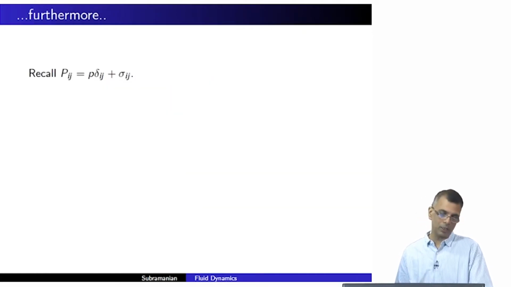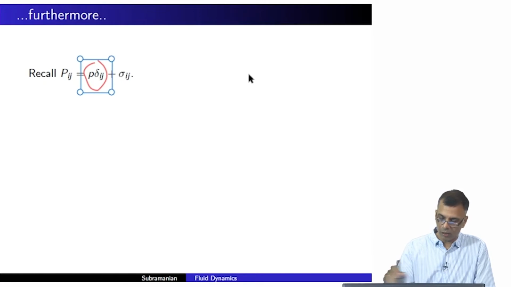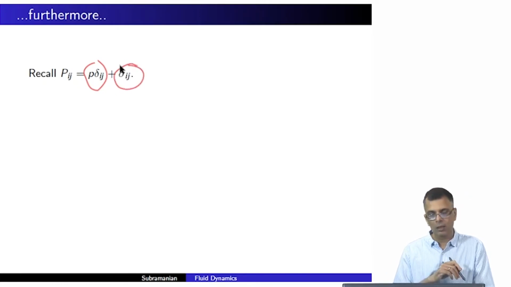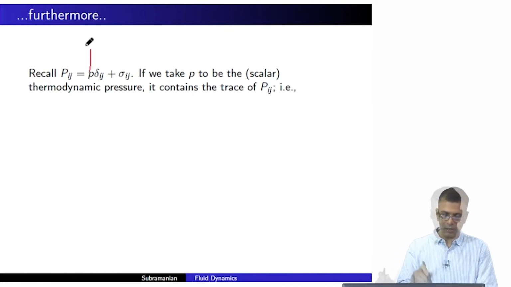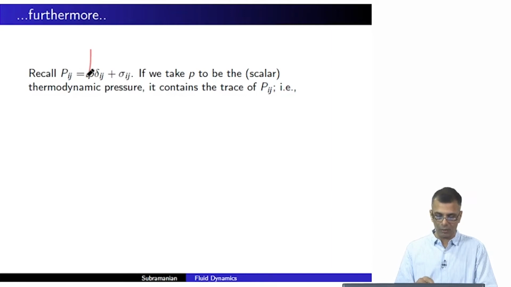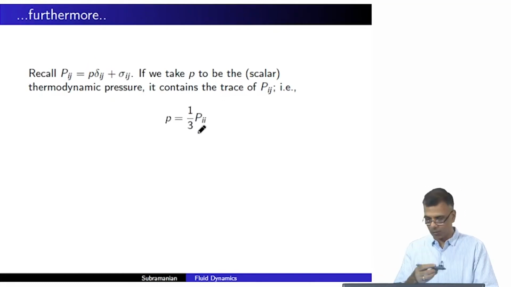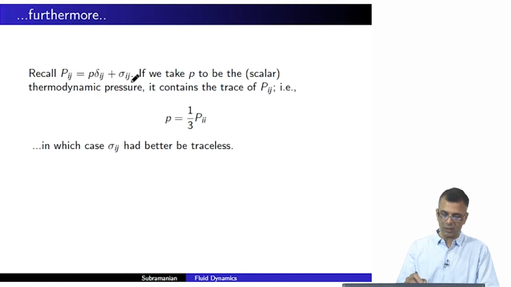And recall that this was my basic definition of capital Pij. I had the diagonal terms here and the off diagonal terms here. So, if we take this small p to be the scalar thermodynamic pressure, it contains a trace of Pij. In other words, I add up the diagonal terms of Pij and that should add up to small p, the thermodynamic pressure. So, the small p is 1/3 of Pii, the sum of all the diagonal elements. And in which case, if this contains a trace, this had better be traceless.